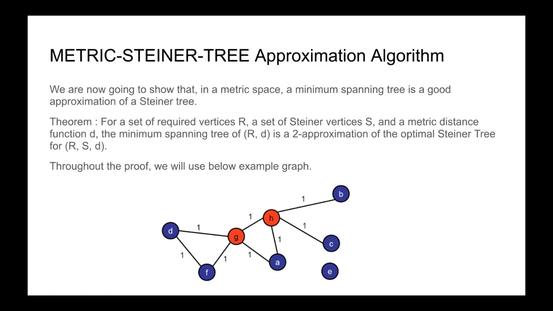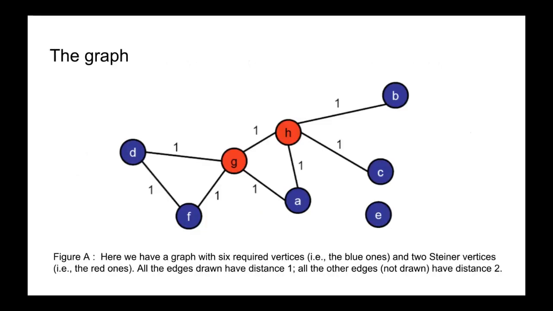For the theorem, we have a set of required vertices R and a set of Steiner vertices S. The required vertices are in blue, and the Steiner vertices are in red. Throughout the proof, we'll be using this same graph. As I said, the blue ones are the required vertices, and G and H are the Steiner vertices. All the edges drawn have a weight of 1, and all the edges outside the graph are considered to have a distance of 2. You'll see what I mean in the future slides. So if you want to connect D to B, that's going to be a weight of 2. That's what is considered, at least for this proof.